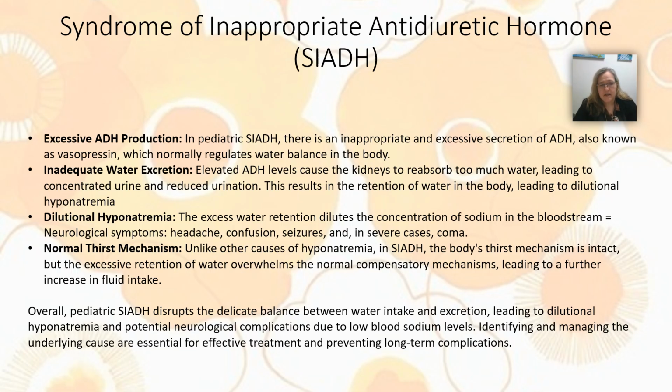This causes some neurological symptoms associated with hyponatremia. So you have headache, confusion, seizures, and sometimes coma and death are also possible with this. Also, usually when you have hyponatremia, your body tells you to stop drinking. But in this case, the child's thirst mechanism is still intact, and so the child still wants to drink even though they have excessive hyponatremia and excessive fluid already in the body. So the normal compensatory mechanisms of the body are not working properly.